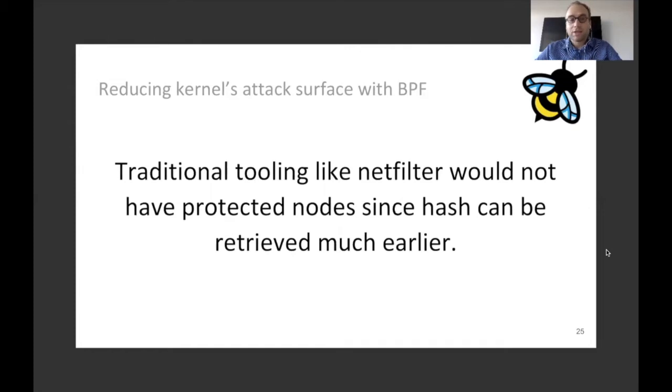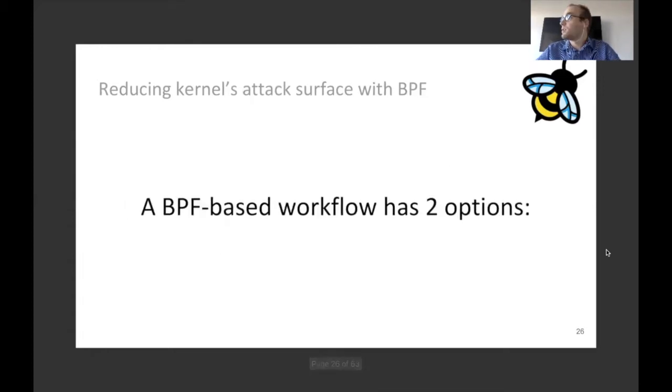But even traditional tools like NetFilter could not have protected you in the meantime, since that packet hash can be calculated at a much earlier point in the receive path than when it would hit the NetFilter subsystem. And that is quite bad, because it really means that all your machines are exposed and they could potentially be killed by an attacker. So a BPF-based workflow would have two options to improve that situation.